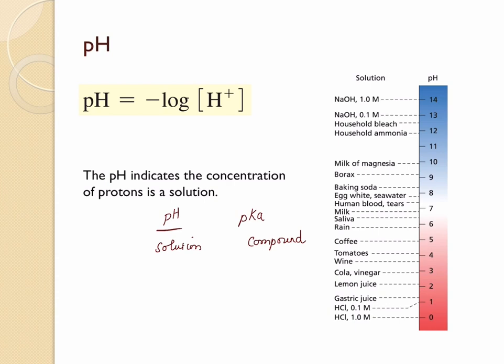This chart right here gives the pH of some of the solutions that we encounter in our day-to-day life. As you can see from here, lemon juice has a pH of about 2, which means it is going to be strongly acidic compared to the milk that we drink, which has a pH of about 6.8. And similarly, coffee is more acidic than rain.